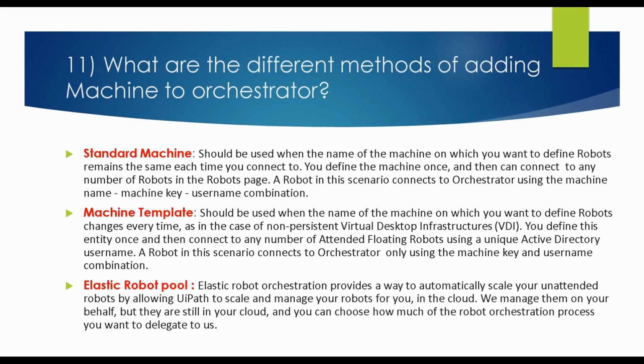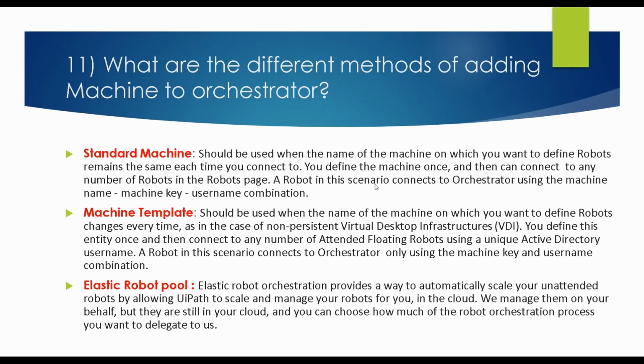So suppose your robots are going to run in any of the cloud services like Azure, AWS or something, you have to configure that with the template. And whenever you're going to add something, UiPath will help you to scale your robot pool. So that is the benefit of Elastic Robot Pool, and all these things are still running in your cloud only. We manage them on your behalf, but they are still in your cloud. The robots are going to run in your cloud premises only, but the managing or the expansion of the robot pool can be done by UiPath.